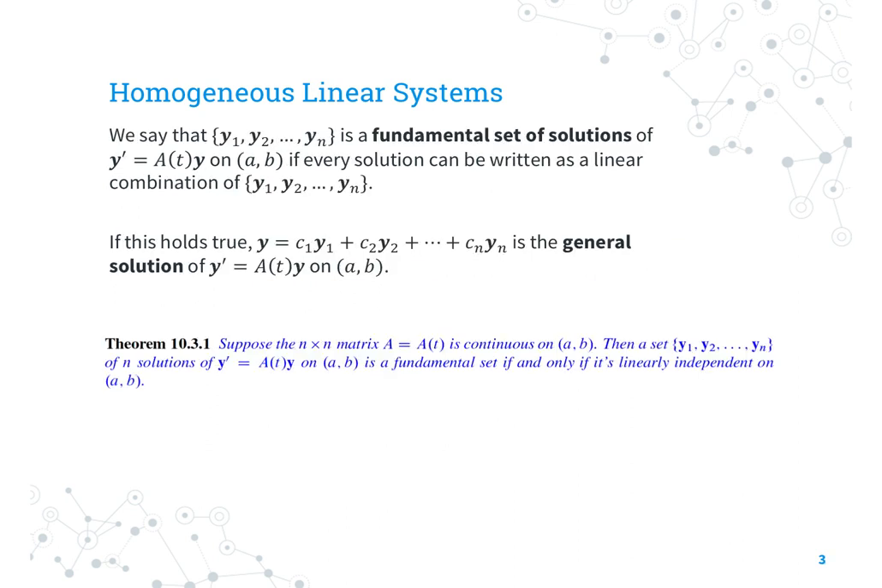We say that the set y1, y2 out to yn is a fundamental set of solutions to the linear system y' = A(t)y on (a, b) if every solution can be written as a linear combination of y1, y2 all the way out to yn. If this holds true, y = c1y1 + c2y2 + all the way out to cnyn is the general solution of the system y' = A(t)y on the interval (a, b).